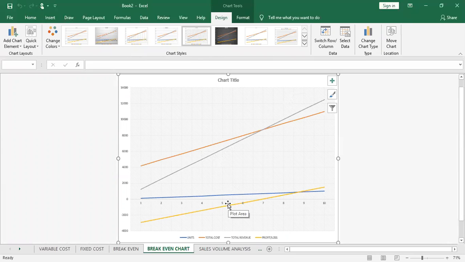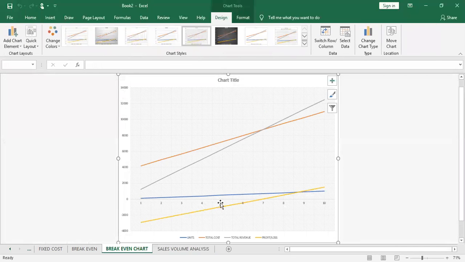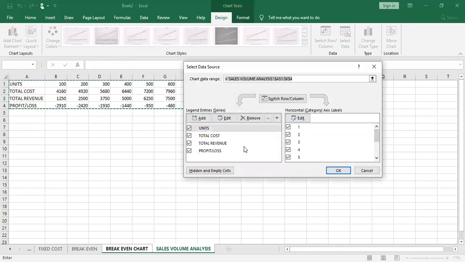Now, you see the units on the volume analysis sheet were grouped into hundreds, 100, 200, 300, but on the chart, it gives us 1, 2, 3 up to 10. So how do we change the 1 to 100, the 2 to 200, the 3 to 300, and the 10 to 1000? To do this, you come to select data. Select data is up here. So when you click on select data, you get the horizontal axis here.